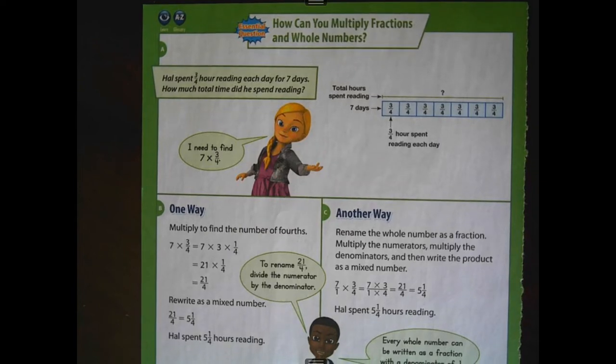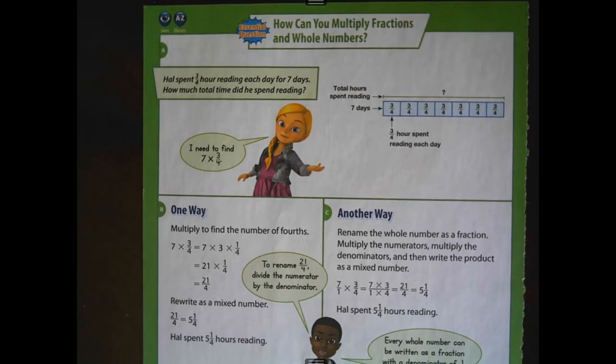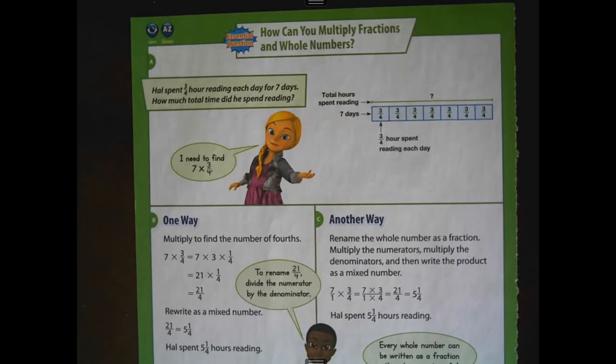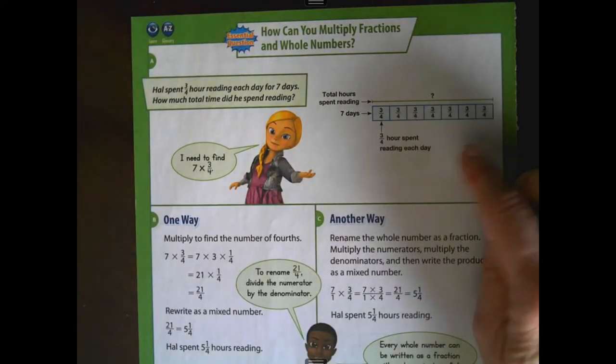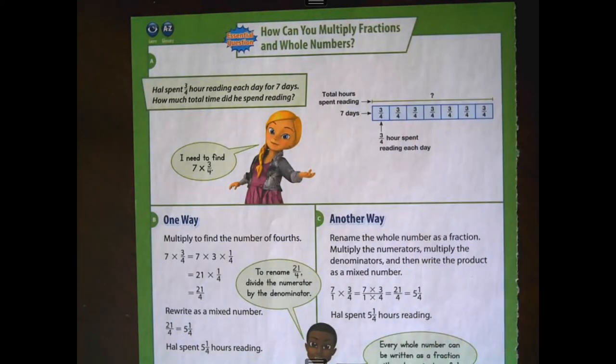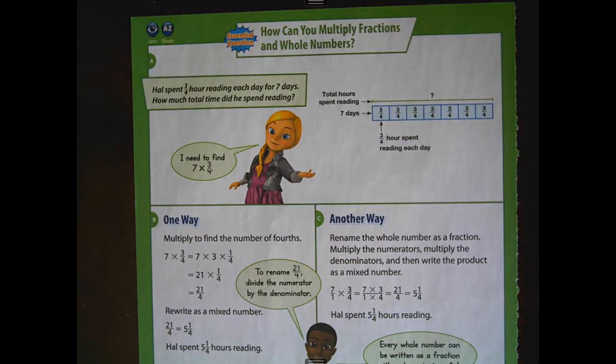The essential question that we're going to use to guide us through this lesson is, how can you multiply fractions and whole numbers? The scenario we start with is Hal spent 3/4 an hour reading each day for 7 days. How much total time did he spend reading? We have the little girl here that says, I need to find the product of 7 times 3/4. And we can look over here at the bar diagram. They're showing us that we have 7 groups of 3/4 to find the total amount of time that Hal spent reading each for the 7 days.